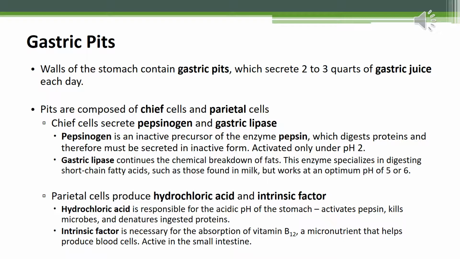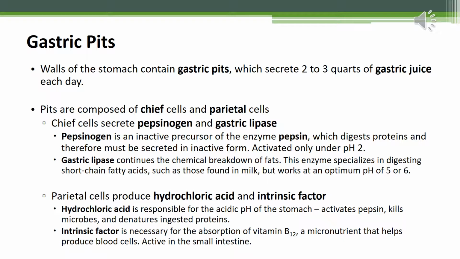The parietal cells are responsible for producing hydrochloric acid and intrinsic factor. Hydrochloric acid is responsible for the acidic pH of the stomach. I should say that it's a component of stomach acid, and this low pH is what activates the pepsin, kills microbes, and denatures or digests ingested proteins. To denature means to cause the protein to lose the shape that it functions best at, such that we can cut it into smaller pieces in the instance of digestion.